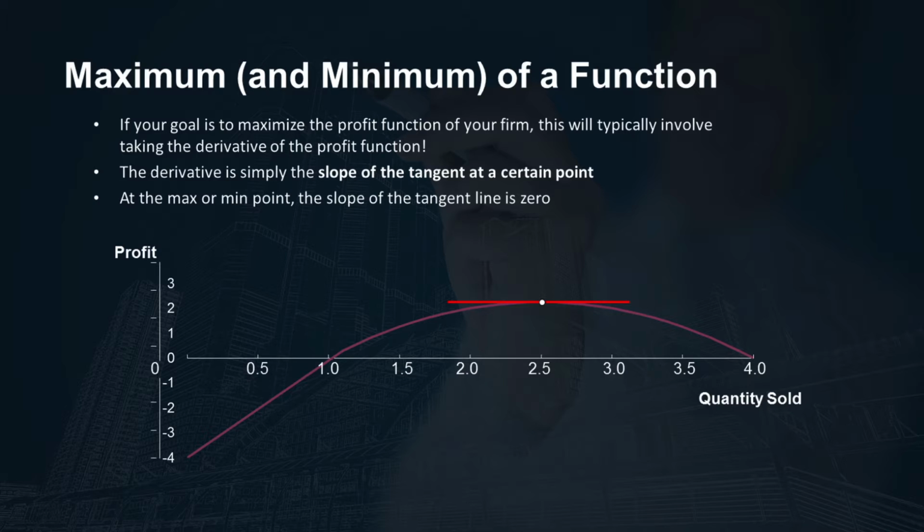Well, if we take a tangent line to our profit function, you'll see at the top of the profit function, where we hit the highest profit, the slope of that tangent line is 0. So in order to find a maximum for the profit, all we need to do is take a tangent line, find where the slope of the tangent line equals 0, and that will give us the quantity that maximizes profit.